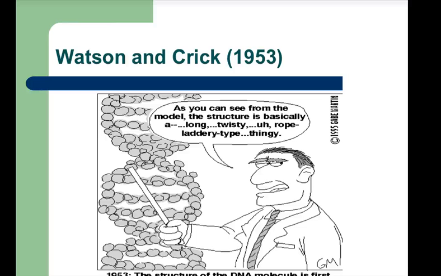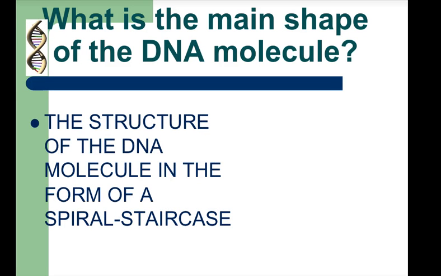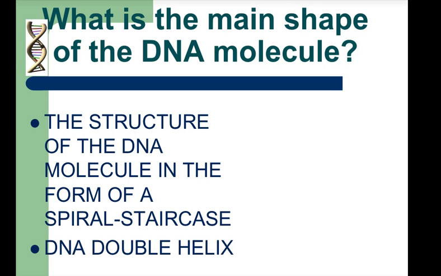As you can see from the model, the structure is basically a long, twisty, rope laddery kind of thing. So the main shape of the DNA molecule is the form of a spiral staircase or even a twisted ladder. It's also known as a double helix.